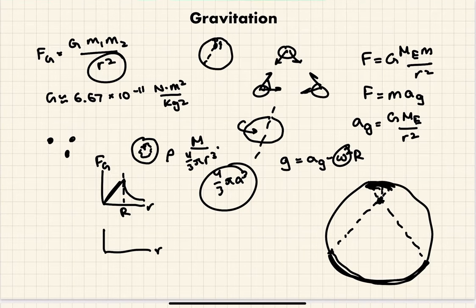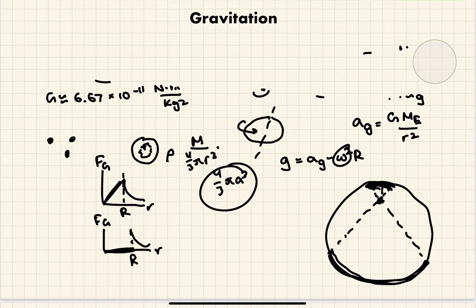And so what would a graph look like for this? If this is radius and this is force of gravity, this is the radius of the planet or whatever. Well, not a planet because it's a spherical shell. Again, it's going to be like this outside in an inverse square, but this is just going to be 0 the entire way through. Good stuff. All right.